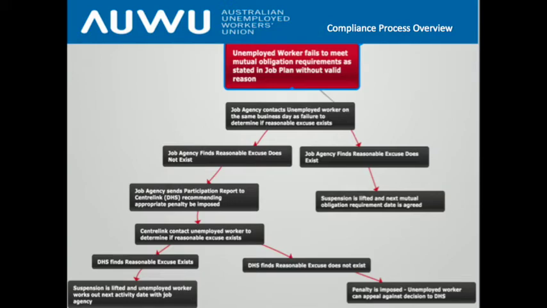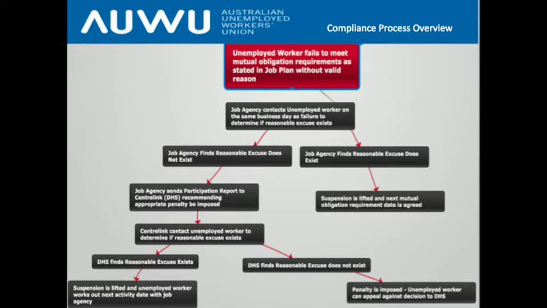24 to 48 hours of receiving that participation report, they're meant to contact the unemployed worker to decide if a reasonable excuse exists. And then if DHS finds it exists, then the suspension is lifted, and the unemployed worker is told to contact the job agency and work out the next activity date, or essentially the normal aspects of the job plan would continue. If DHS, so Centrelink, finds a reasonable excuse does not exist, then the penalty is imposed, and the unemployed worker can then appeal that penalty to Centrelink, and then that goes through the appeal process.